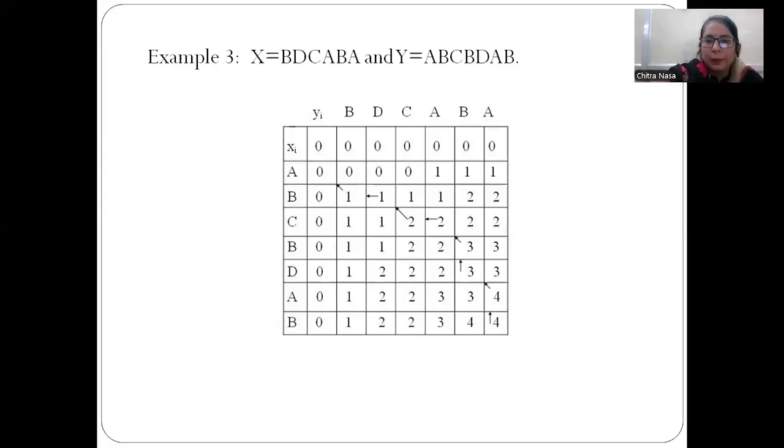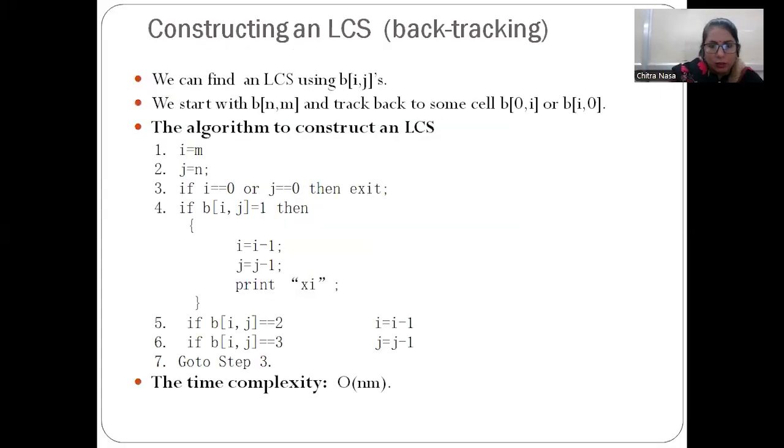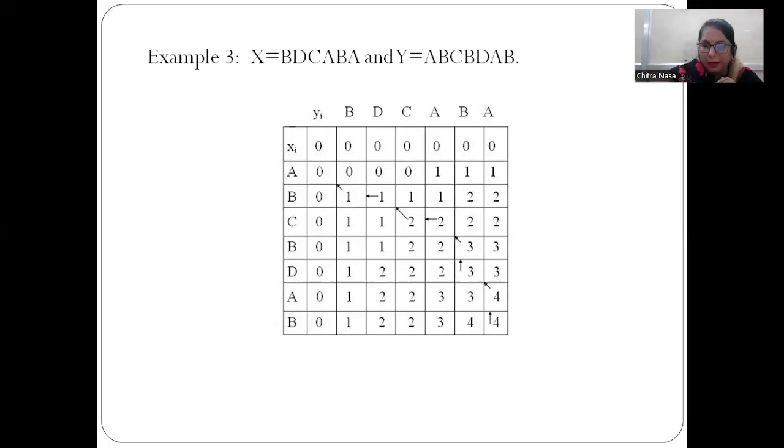A and B both are not matching, but above we have 0 and on the left side we have 1. So we will go to 1 with the side arrow. A, both are equal, so 1 with a diagonal arrow. In this way, we will fill the matrix with the arrows.